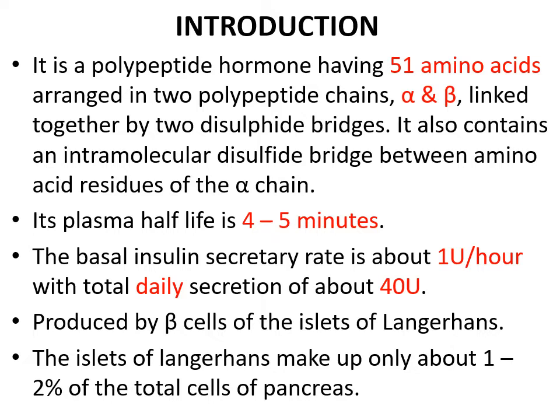Its plasma half-life is 4 to 5 minutes. The basal insulin secretory rate is about 1 unit per hour with total daily secretion of about 40 units. It is produced by beta cells of the islets of Langerhans. The islets of Langerhans make up only about 1 to 2% of the total cells of the pancreas.